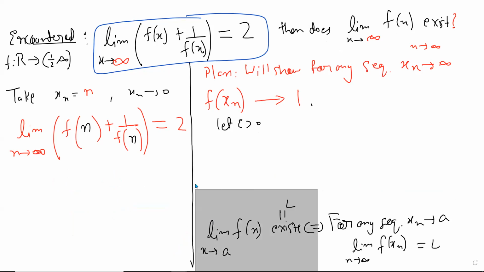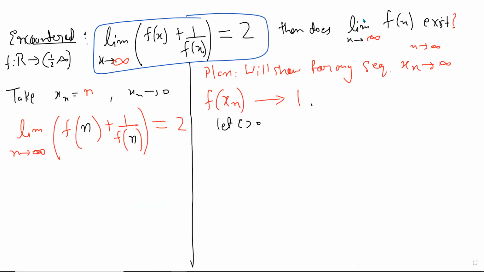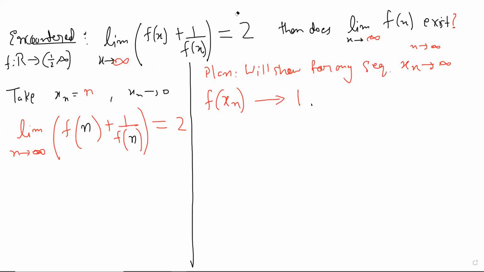f of xn goes to, okay, infinity. Sorry, it goes to 1. Yeah. So think about this. How can we do this? Yes. That makes sense, yeah, but we will not existentially prove. We will do it by contradiction. Yeah, we will do it by contradiction.